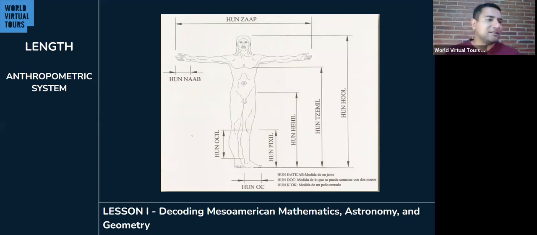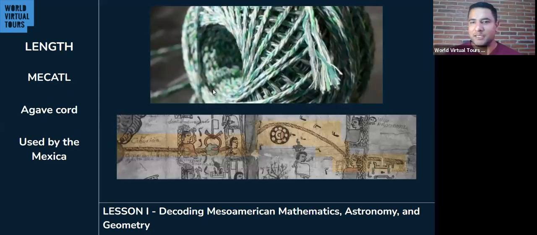Let's consider the height of the people of those ethnicities. For males, it was about 160 centimeters. So they had more or less the average height. They could make these calculations, and to ensure the measurements, they used cords made with the agave, later also used in a more complex manner by the Mexica, by the Aztecs. We have here an Aztec codex that shows the mecatl, or agave cord, mecatl in the Nahuatl language, the Aztec language.